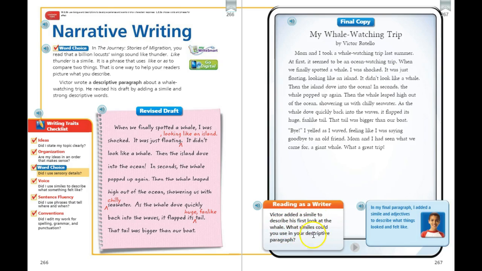What similes could you use in your descriptive paragraph? You're going to go back today and revise and proofread your story. And when you do that, I'd like you to use the checklist on page 266. Did you state your topic clearly? Are your ideas in an order that makes sense? Did you use sensory details, how it sounded, looked, felt? Did you use similes to describe what something felt like? Did you use phrases that tell where and when? And did you edit your work and look at your grammar, your spelling, and your punctuation?